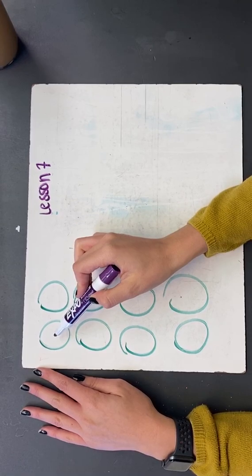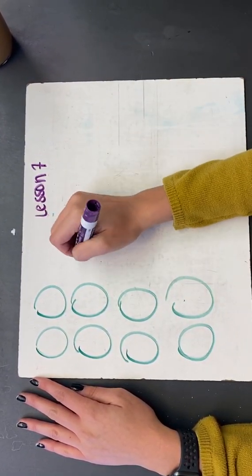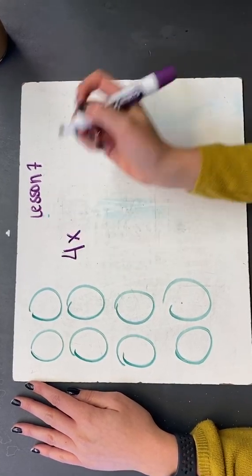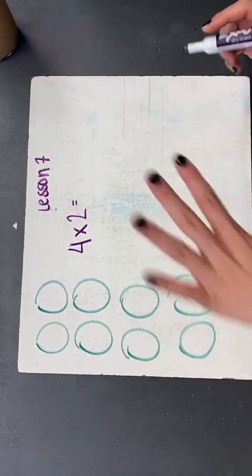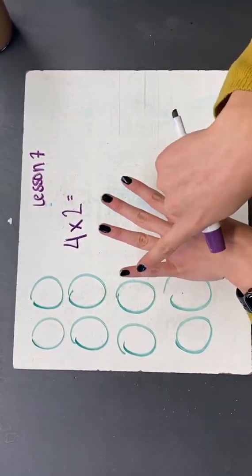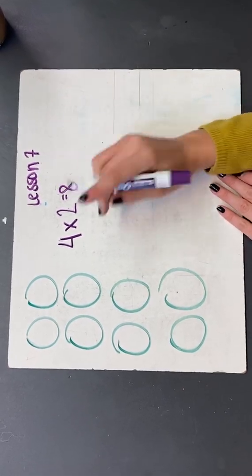So let's count how many rows. 1, 2, 3, 4. Times how many in each row? 1, 2. Now that's going to give us the total. Now I can take my 4 fingers and count by 2. 2, 4, 6, 8, and that gives us our answer.